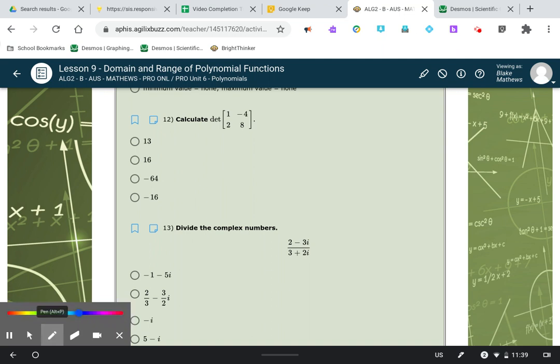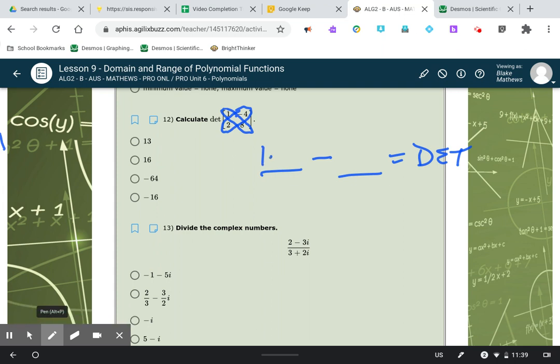And I'll just tell you, it's very simple. You're going to take these diagonal values, 1 and 8, multiply them and get an answer. Then subtract the answer you get when you multiply these two numbers. And that is the determinant. So we do 1 times 8 and 2 times -4. Subtract the answers, and that gets you your determinant. So I'll let you do that. It's the down diagonals minus the up diagonals.